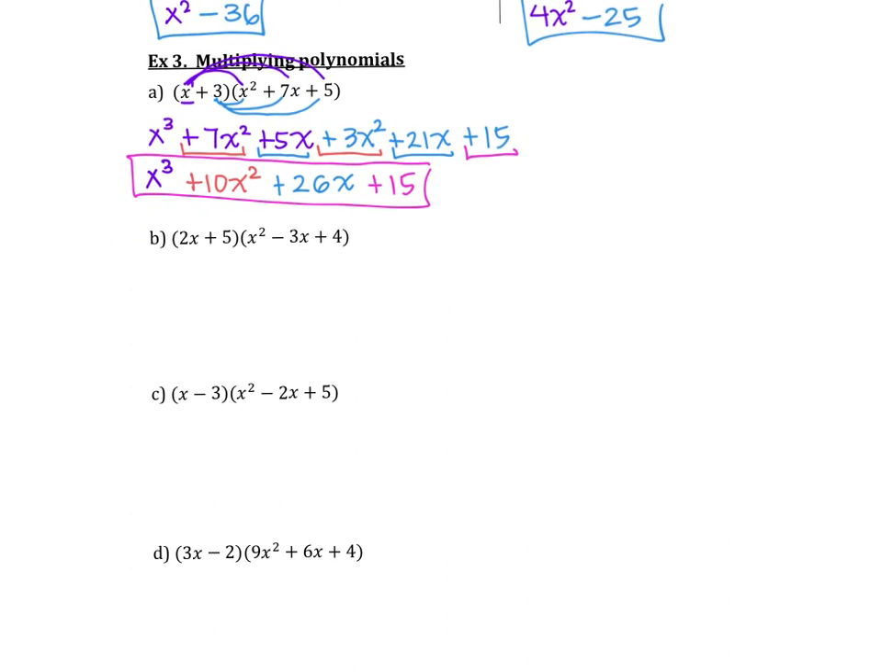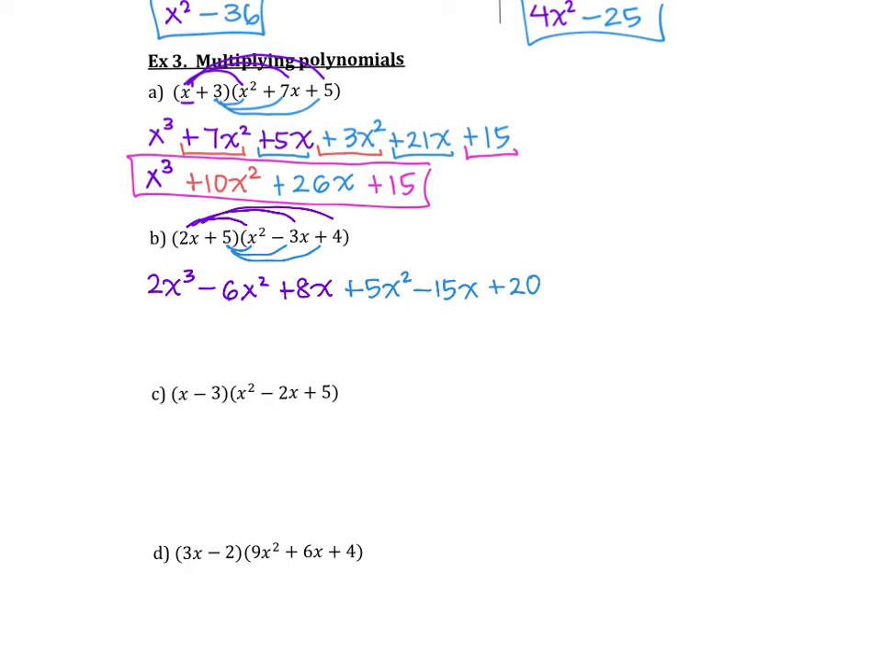Okay, let me start with the 2x. So 2x times x to the second, 2x to the third. 2x times negative 3, minus 6x. X times x is x to the second. 2x times 4 is plus 8x. So I distributed it to all 3 terms. Now I'm going to distribute the plus 5 to all 3 terms. So plus 5x squared, 5 times negative 3, negative 15x, 5 times 4 plus 20. I have 6 terms because I did a 2 term by a 3 term.